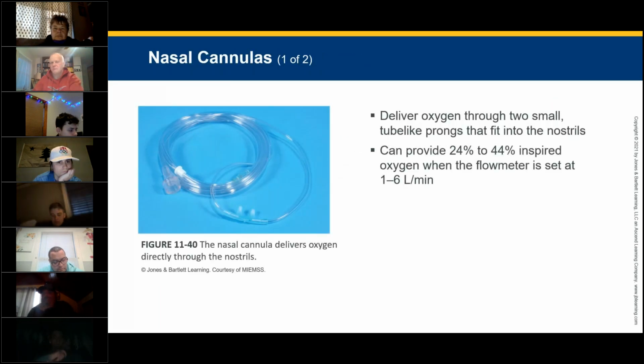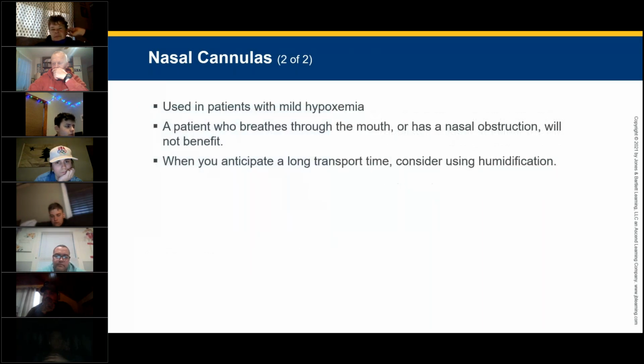A nasal cannula delivers oxygen through two small tube-like prongs that fit in the nostrils. It can provide 24 to 44% inspired oxygen when the flow meter is set at 1 to 6 liters per minute. Typically, we wouldn't go over 6 liters per minute with these. It's uncomfortable for the patient to have that much oxygen or that much pressure going into their nose. The nasal cannulas are used for patients with mild hypoxemia. A patient who breathes through the mouth or has a nasal obstruction will get little to no benefit from these.